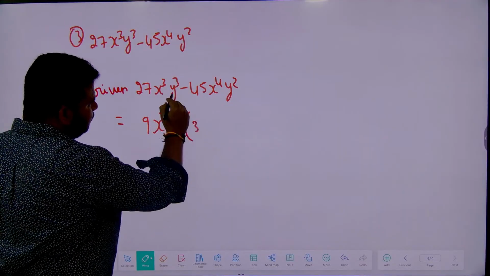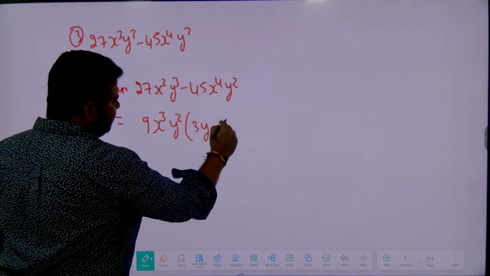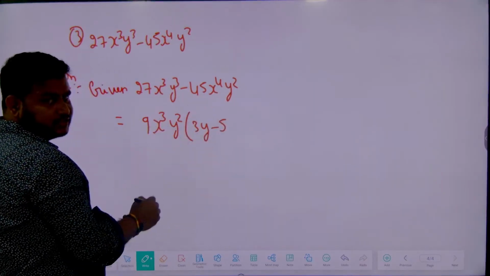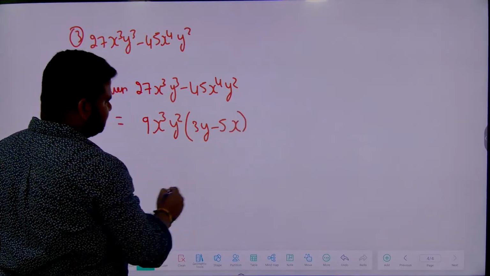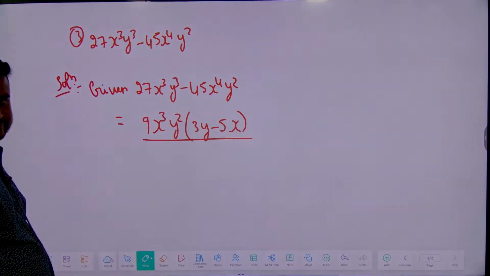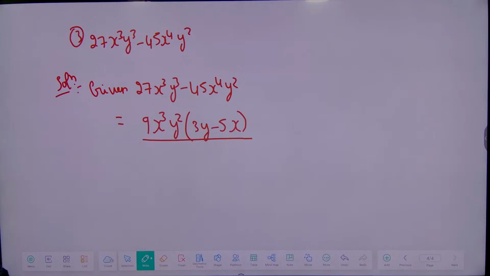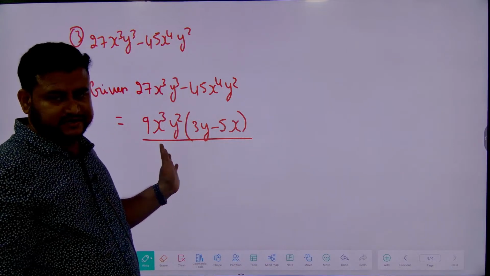So, this will be what? Y cube. Here y square is there. So, I will write only y. Minus 5 times x power 4 is there, here x power 3 is there. 4 minus 3 is what? 1. So, it will become 3y minus 5x. This will be the final answer. Got it? 9x cube y square into 3y minus 5x.